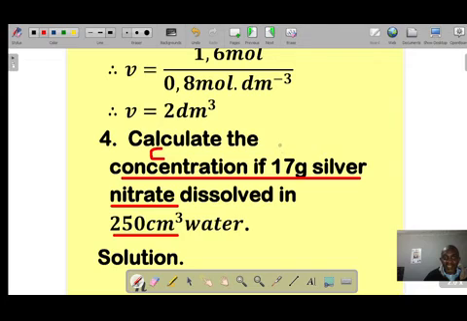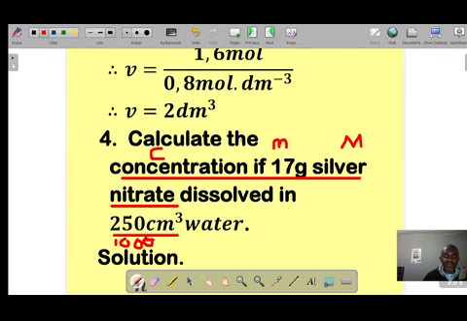And so what do we have? We have the mass, that is small m, in grams. What else do we have? Because they said it is silver nitrate, it means we can also get the molar mass, that's capital M now. And then what else do we have? I have the volume, but unfortunately it is in cubic centimeters. Fortunately I can put it in decimeters cubed. What can I do to do that? I divide by 1,000, which gives me 0,25 decimeters cubed.